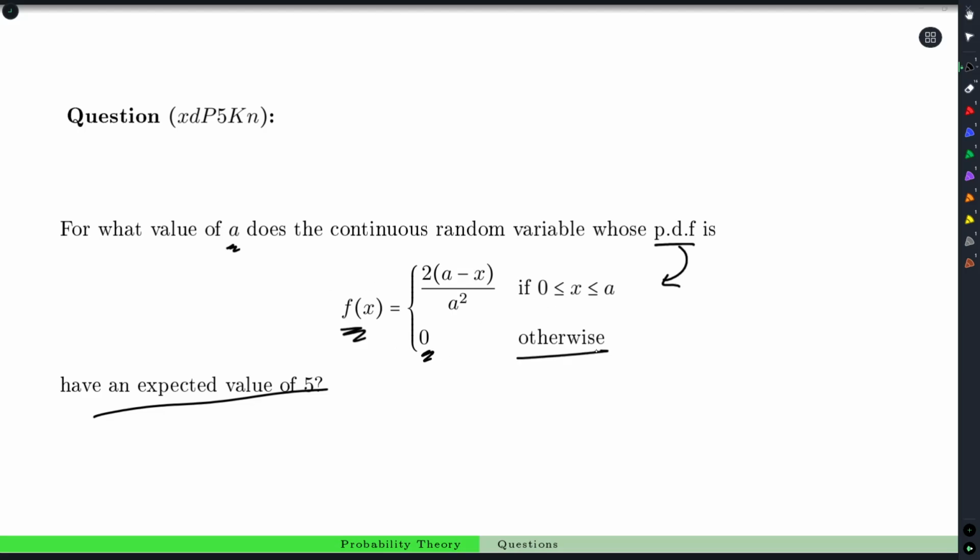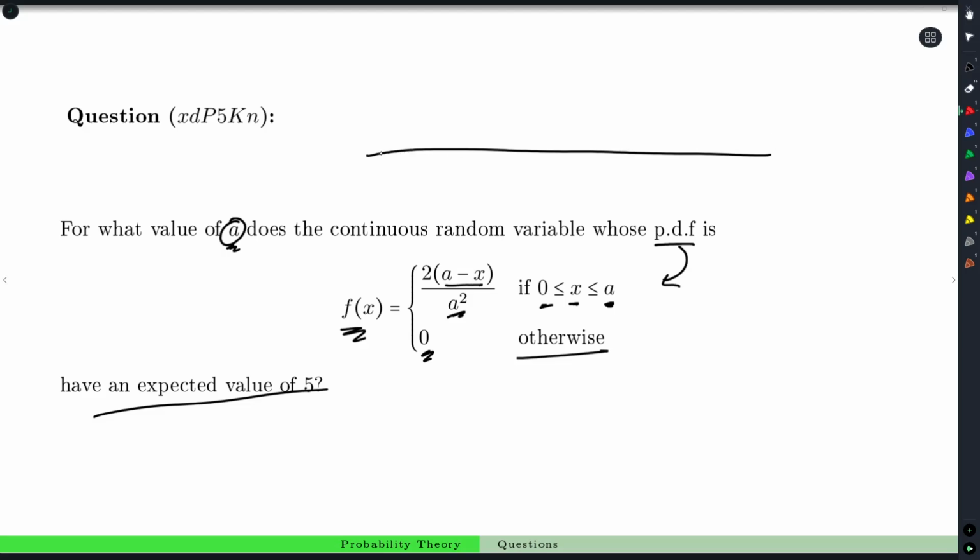It's 0 most of the time, but when x values are between 0 and a, and we still don't know what a is, we're going to find that out, it's given by 2a minus x over a squared. Now, this is in no way required, but I've done enough random variables that I can recognize this. This is a nice little triangle.